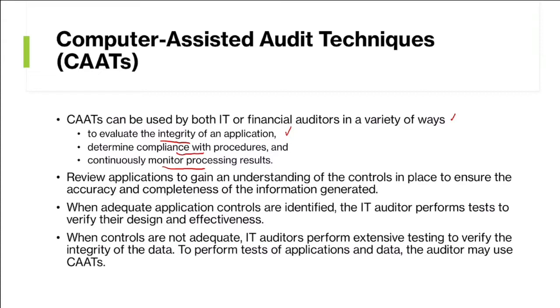So we review applications to gain an understanding of the controls in place to ensure the accuracy and completeness of the information generated. And when adequate application controls are identified, the IT auditor performs tests to verify their design and effectiveness. When controls are not adequate, IT auditors perform extensive testing to verify the integrity of the data. To perform tests of application and data, the auditor will use CAATs.